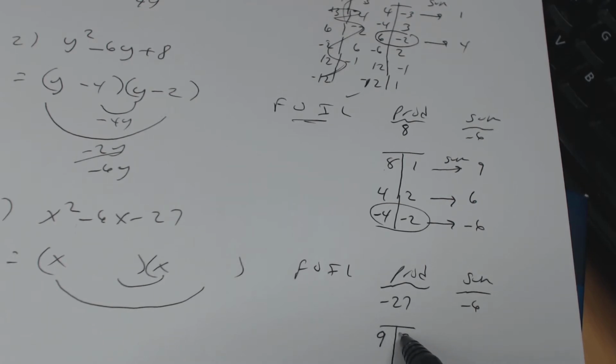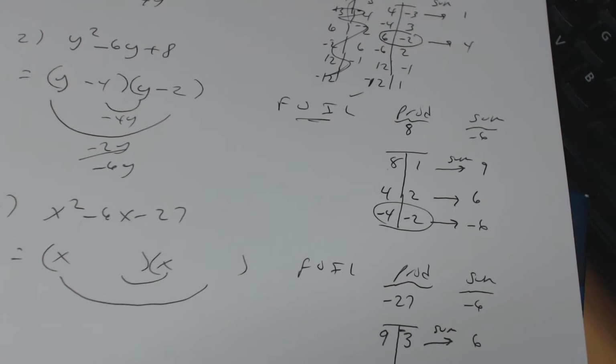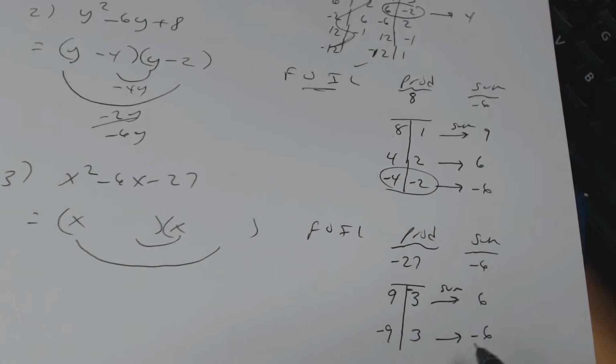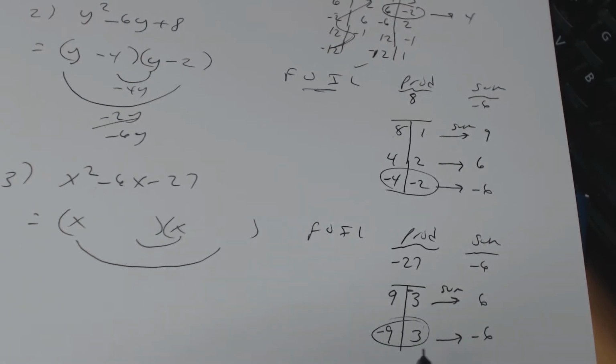So we can make this, let's say 9 times a negative 3, that is true. 9 times a negative 3 is a negative 27, but when you add them up, you get a positive 6. 9 and a negative 3 is a positive 6, but I want a negative 6, so we're almost there. All you got to do is change the signs, and then you got it right here. When you add them up, you get negative 6. So these are the two numbers I'm going to use.